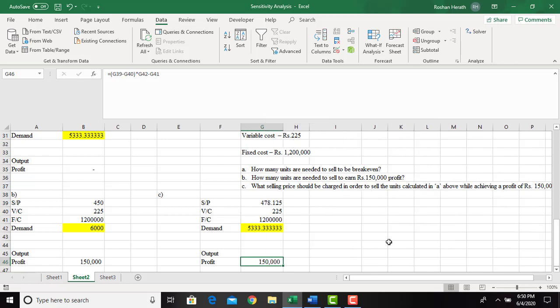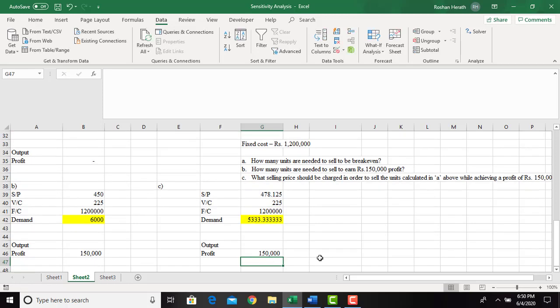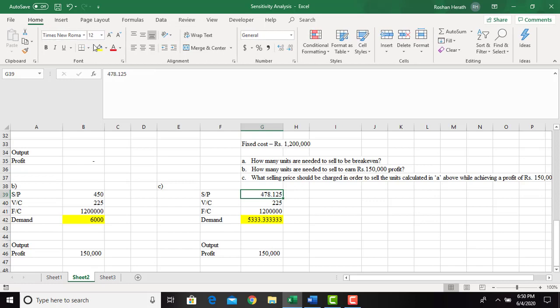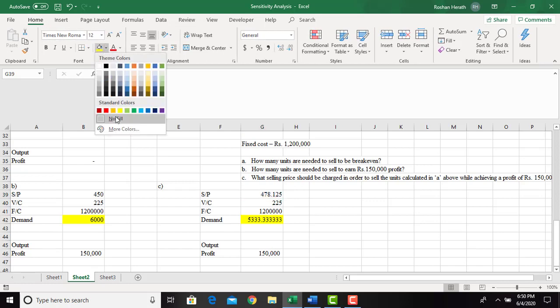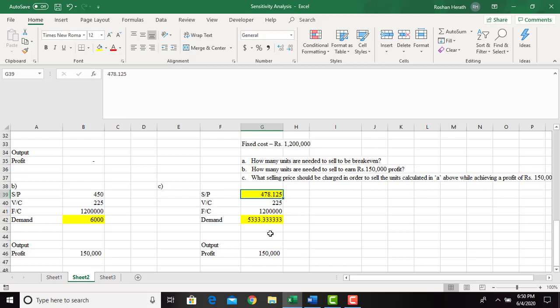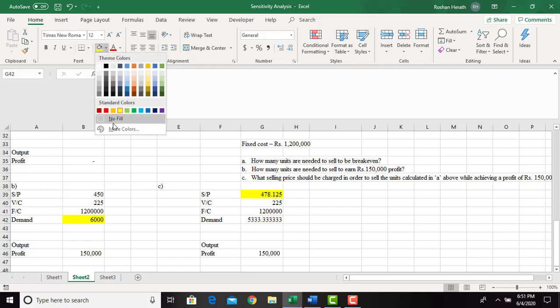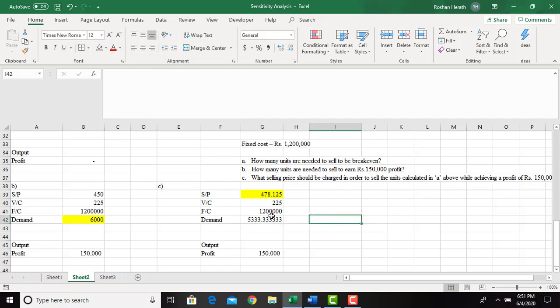So it seems that if you can make your selling price 478.125, you can get the demand you got in the first case. So in fact you haven't changed that, and you can get the desired profit. So this time you have managed to change the selling price. That's how I have highlighted the things that you have changed. Okay, so this is how you produce the answers.